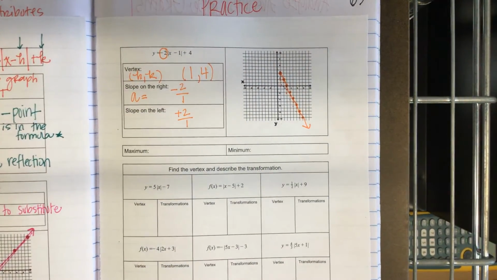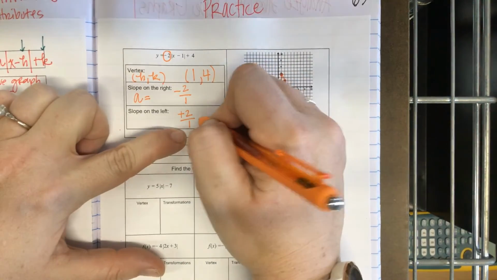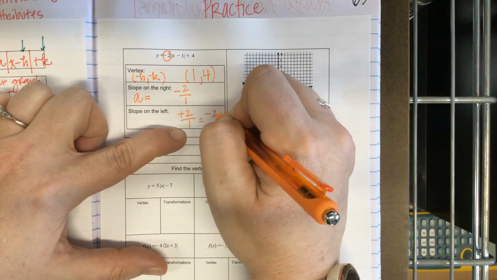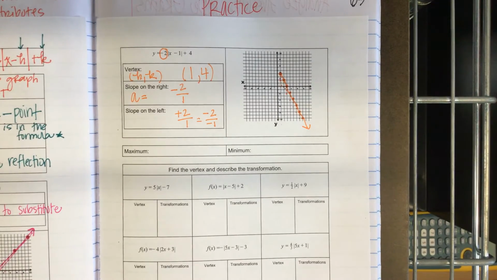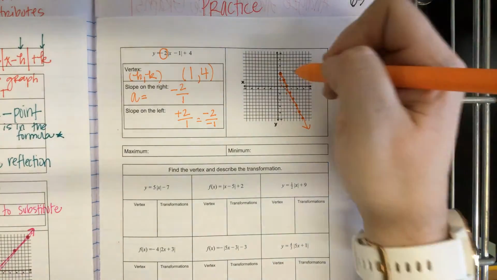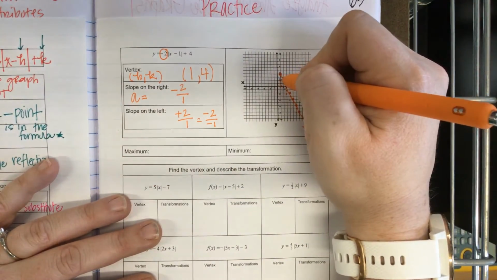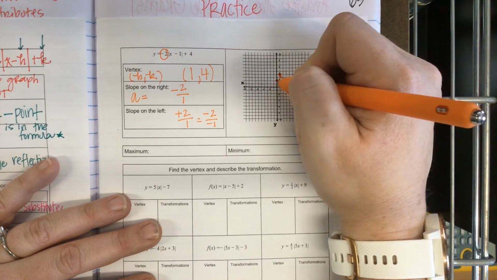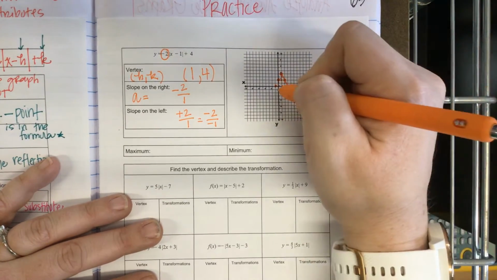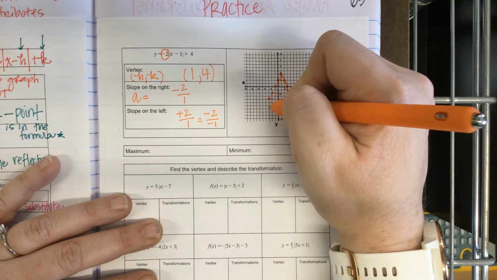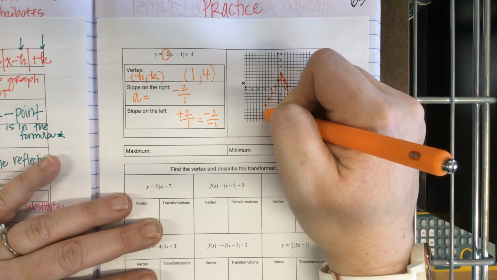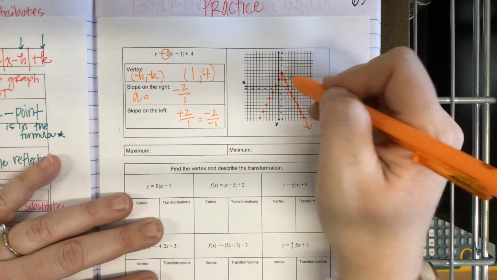It's the opposite. Wait a second. Positive 2 over 1. Oh, is that the same thing as negative 2 over negative 1? Because it has to open down. Meaning, I'm going to reflect it: down 2, backward 1, down 2, backward 1. It's the opposite.